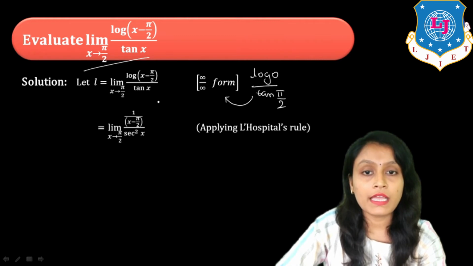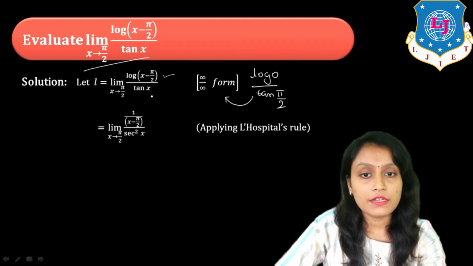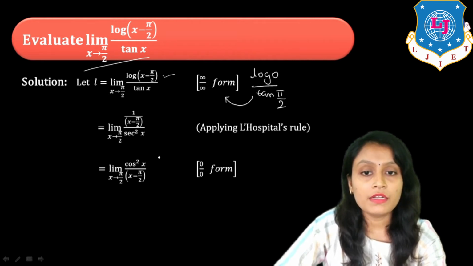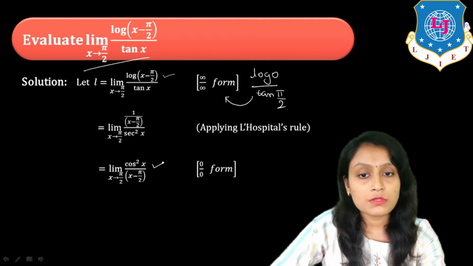So we will apply L'Hopital's rule, which means we have to take the derivative of numerator and denominator separately. First take the derivative of log(x minus pi by 2). It will give 1 upon x minus pi by 2, and the derivative of the next will give sec square x. Now we will rearrange. Bring this sec square x in the numerator, so 1 upon sec square x will become cos square x, upon x minus pi by 2.